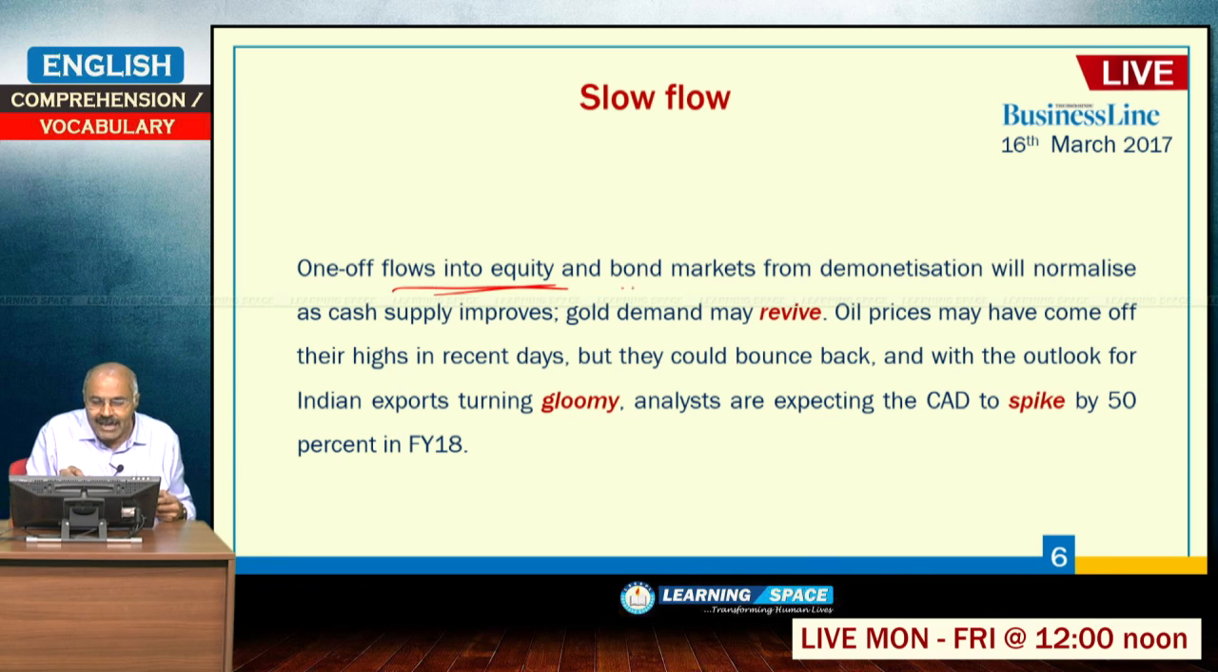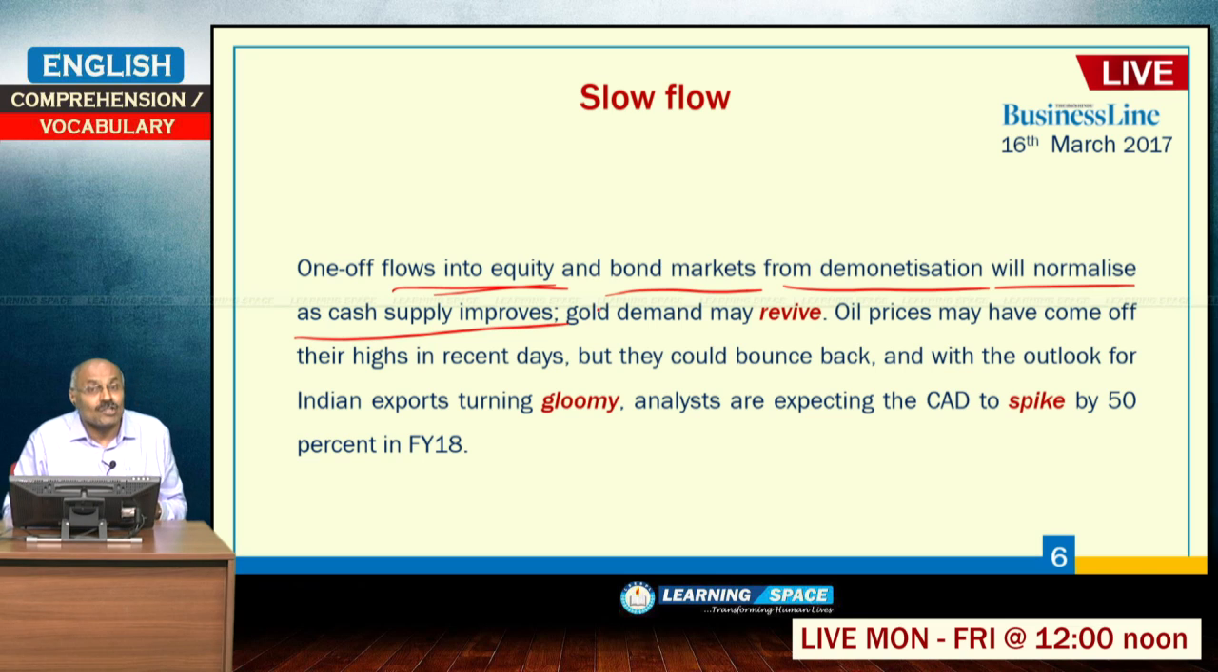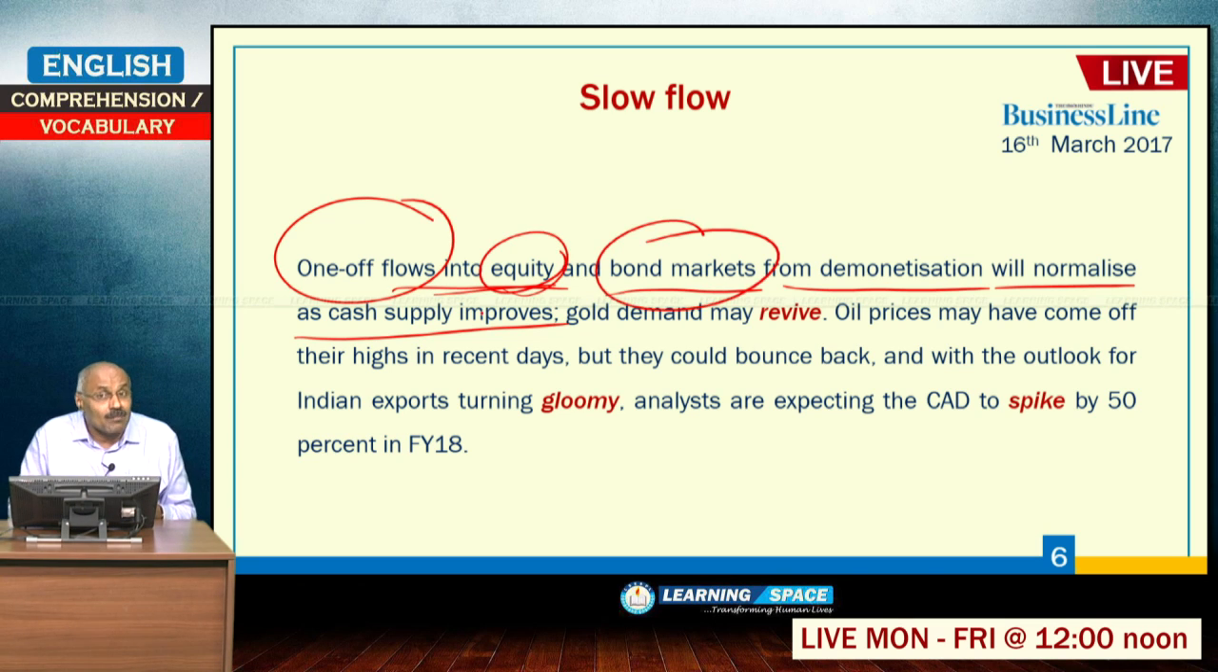One-off flows into equity and bond markets from demonetization will normalize as cash supply improves. So, one-off flows because of demonetization into equity and bond markets. What is equity market? Equity market is when you are investing in shares, that is equity market. That means you will get ownership in the company. What is bond market? When you are giving some money to a company, when you are lending some money to a company, that is a part of bond market.